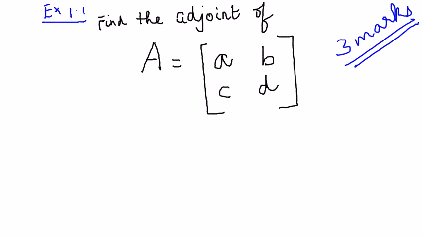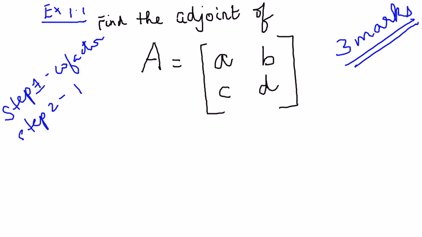So to find the adjoint of a matrix, we have to do only 2 steps, right? Step 1 is to find the cofactor, right? And step 2 is to do the transpose of the cofactored matrix, right? So let's start with step 1. So how do I get the cofactor of a 2 cross 2 matrix?